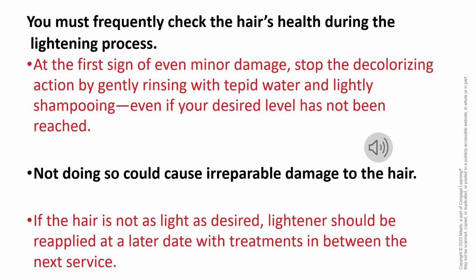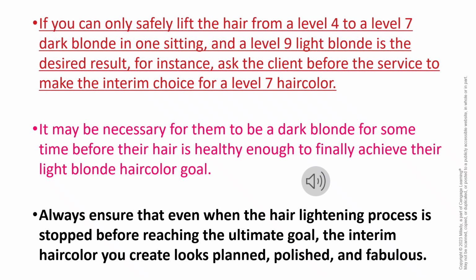If the hair is not as light as desired, lighteners should be reapplied at a later date with treatments in between the next service. If you can only safely lift the hair from a level 4 to a level 7 dark blonde in one sitting, and a level 9 light blonde is the desired result, for instance, ask the client before the service to make the interim choice for a level 7 hair color. It may be necessary for them to be a dark blonde for some time before their hair is healthy enough to finally achieve their light blonde hair color goal.